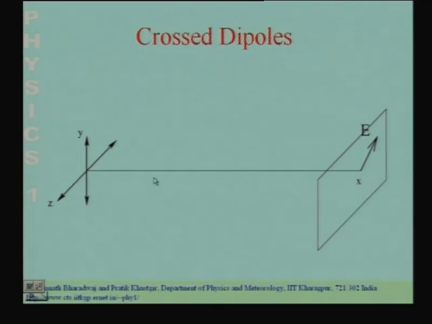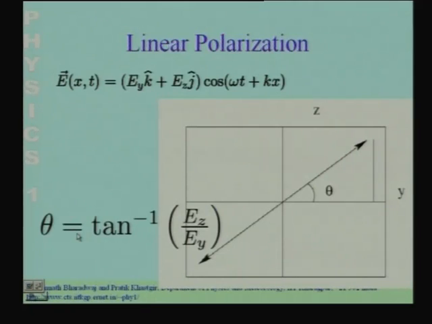And in the situation where I feed in a voltage which has the same phase but different amplitudes into these two crossed dipoles, then both of them are going to oscillate with the same phase. So, the oscillations of both the electric field along the y direction and the z direction can be represented as the same cos(omega t minus kx) with the factors E_y into j plus E_z into k outside. And if you change the magnitudes of E_y and E_z, the direction in which the electric field oscillates is going to change.